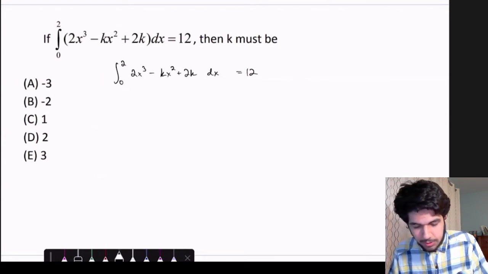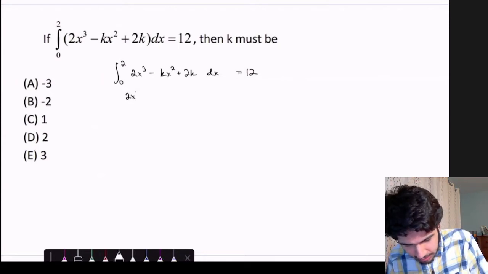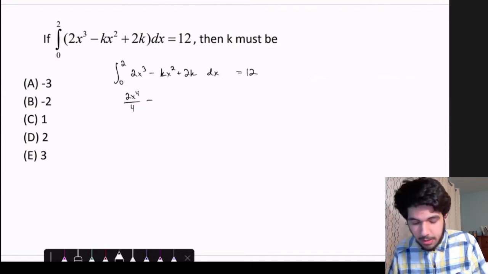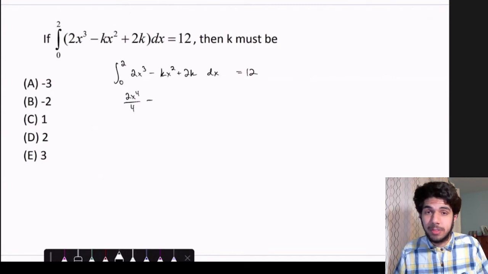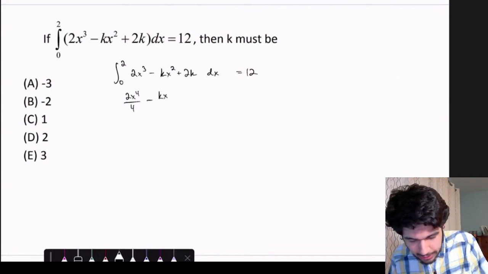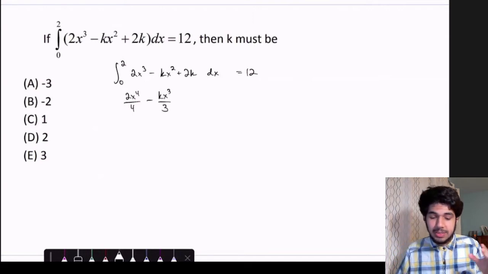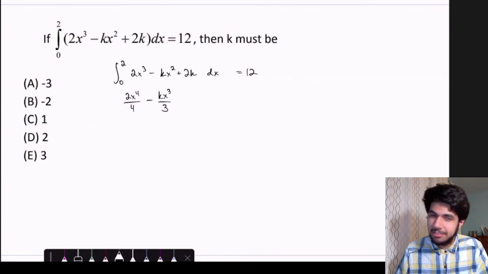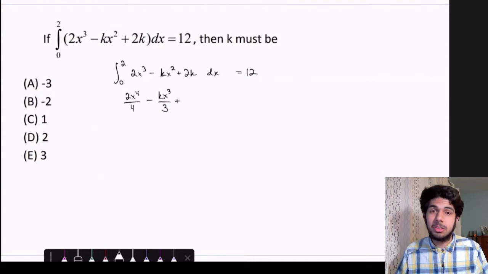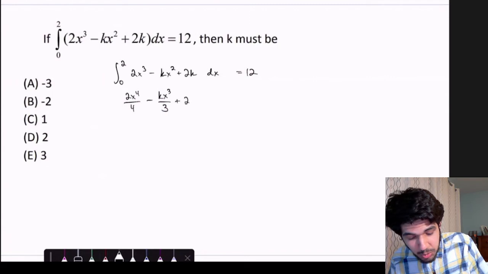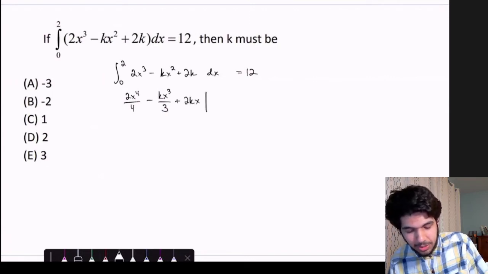So the integral of 2x cubed is 2x to the 4th divided by 4, minus the integral of kx squared. We're going to raise the power of x by 1 and divide by that new power. So see how k is remaining untouched. It's just a constant. Even though it's a letter, it's just a constant. And for this last one, the integral of 2k, we're integrating with respect to x, so this would be 2kx. And this is being evaluated from 2 down to 0, and we want this to equal 12.